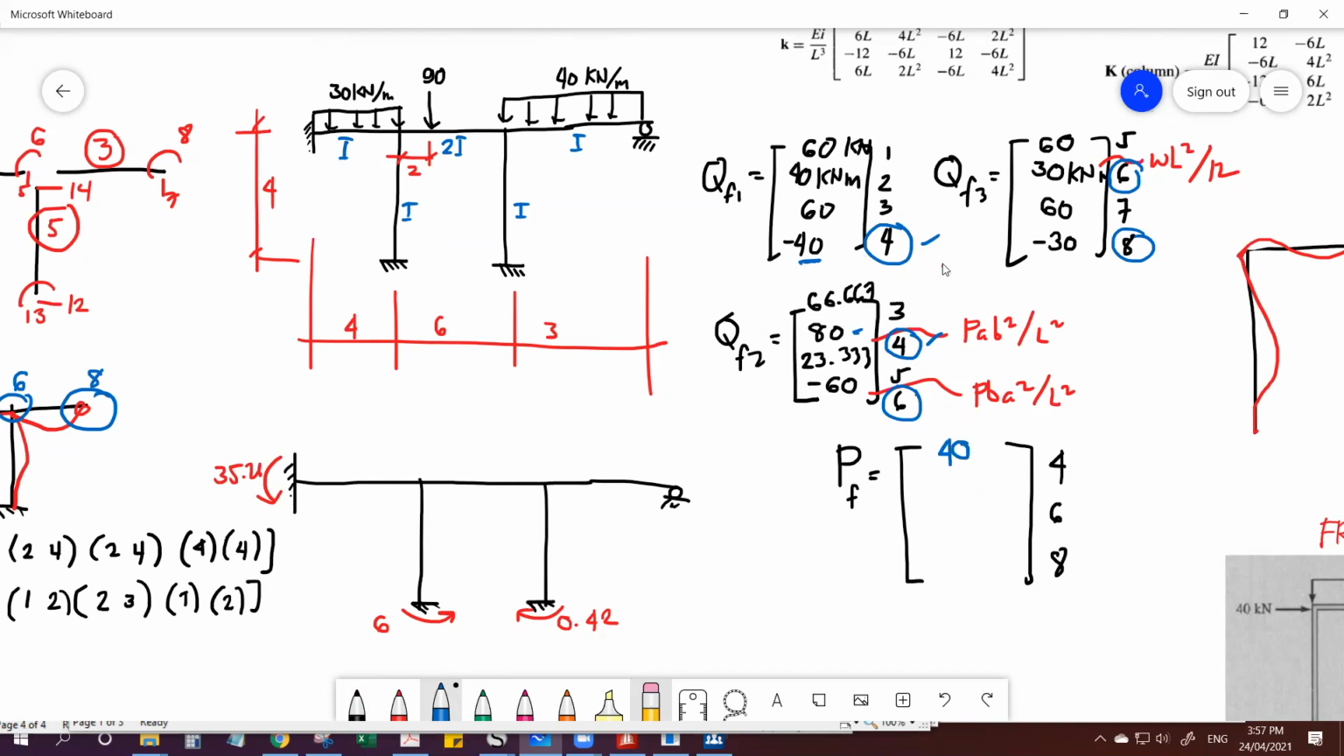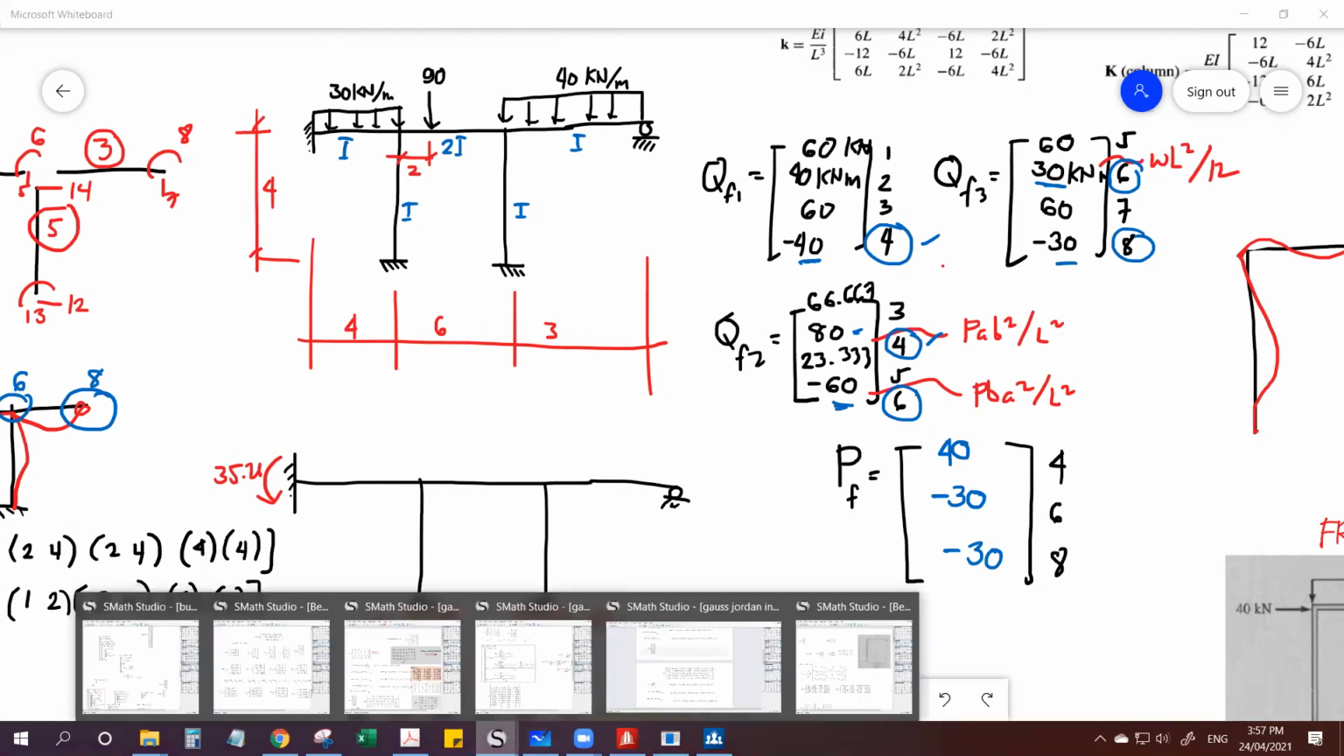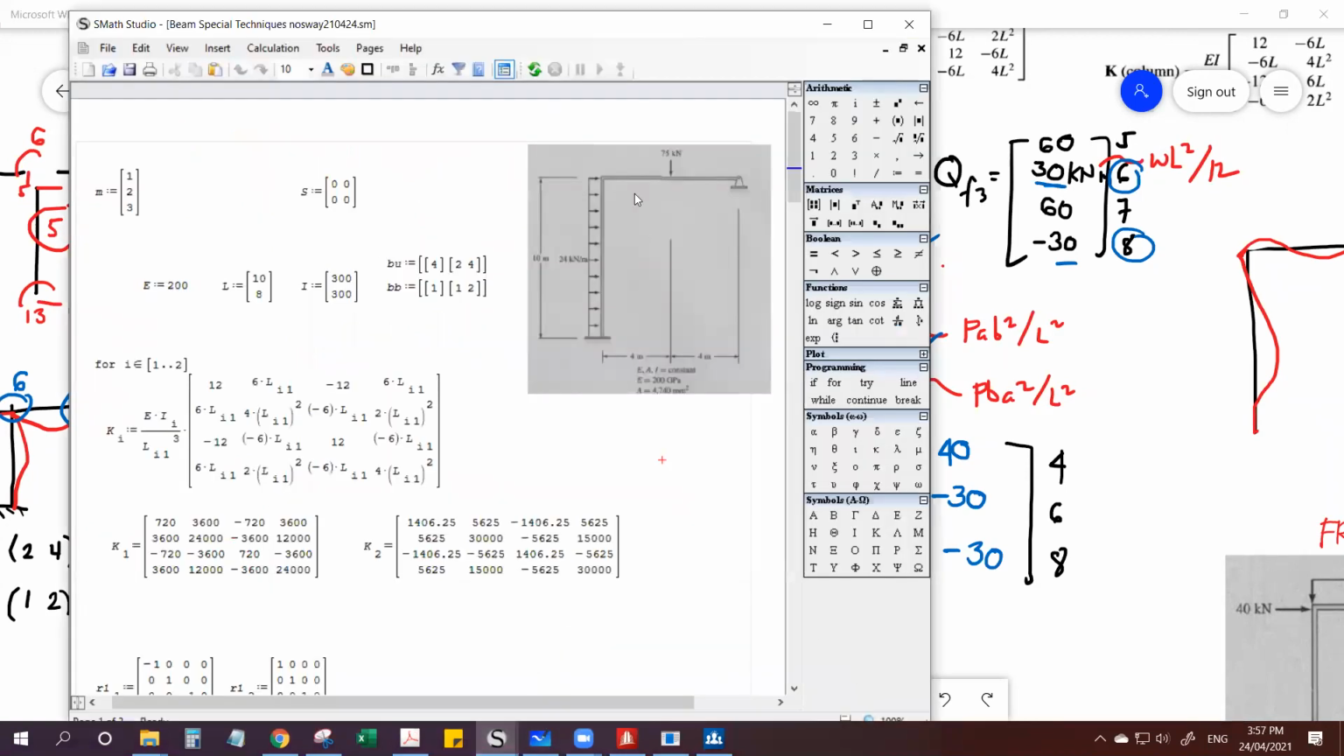Okay. For number 6, negative 60 plus 30. So negative 30. And for number 8, negative 30. So that's our PF. Okay. Where's our SMAT? So this is our SMAT.